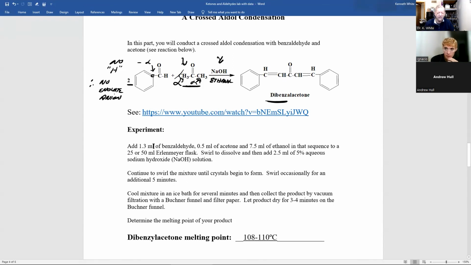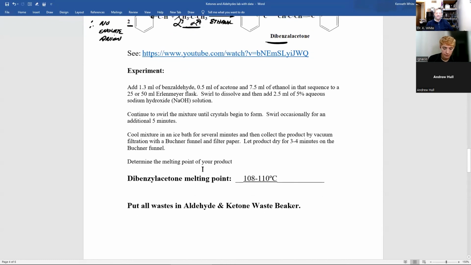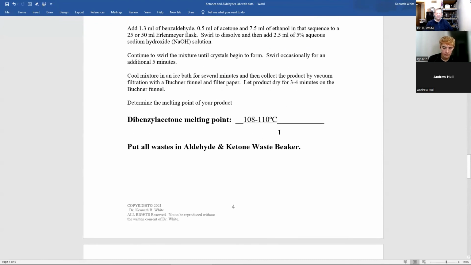What you do is you take 1.3 milliliters of benzaldehyde, half a milliliter of acetone, and 7.5 milliliters of ethanol in an Erlenmeyer flask, and you stir it. And then you add 2.5 milliliters of 5% sodium hydroxide solution. And then you swirl it till you see crystals. And I'd show you how to use a Buchner funnel, and you would collect it, dry it, and do a melting point. And that would be today's lab.